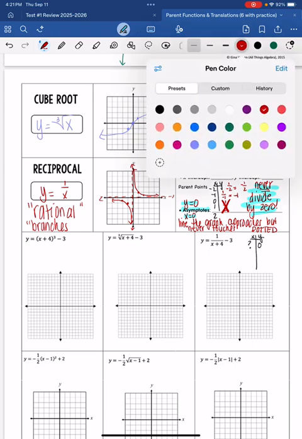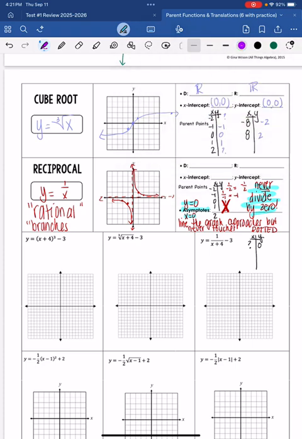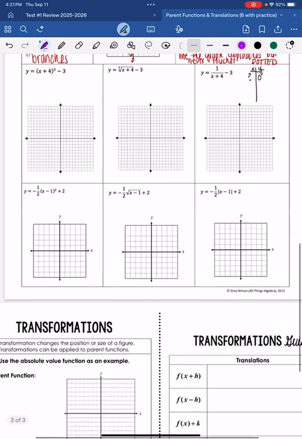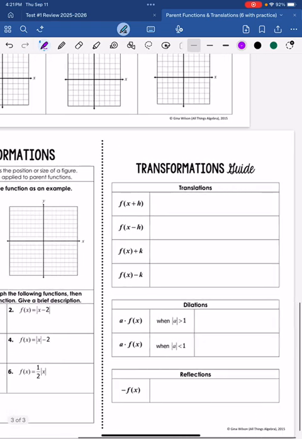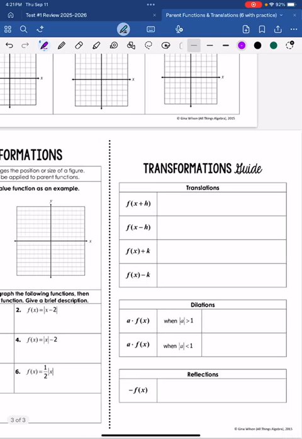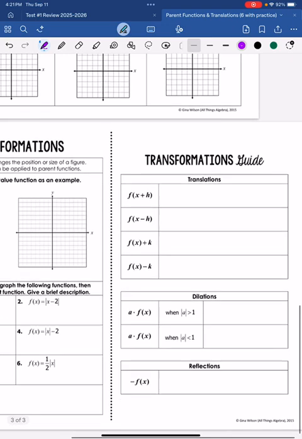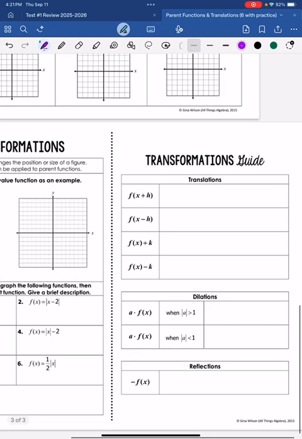I want you to actually go to the last page with the transformations, and then we're going to come back and do the last graph. So I want you to go to the second page that the sub gave you, and we're going to look at the transformation guides. I put it on gold paper because it's super important.